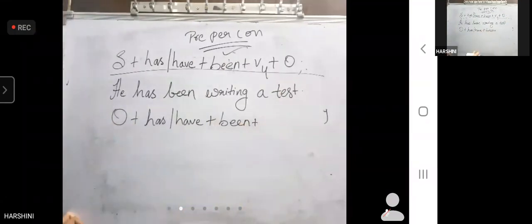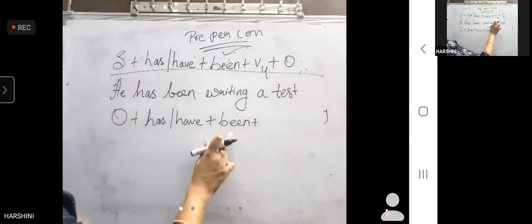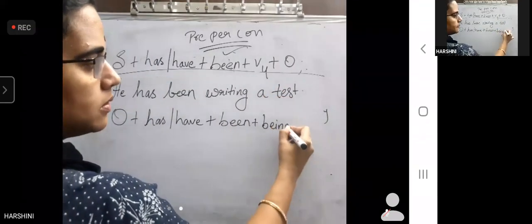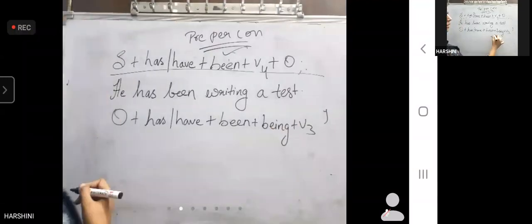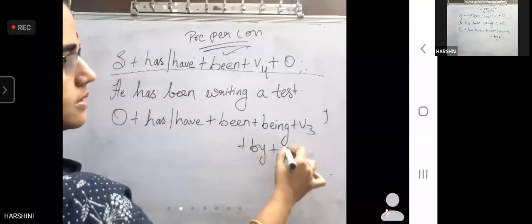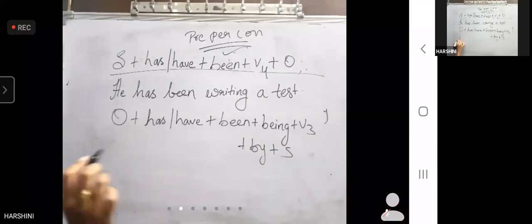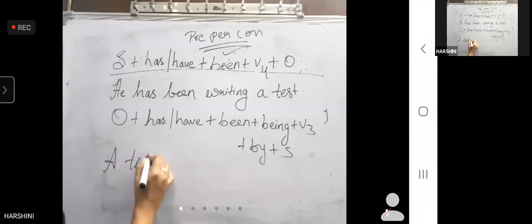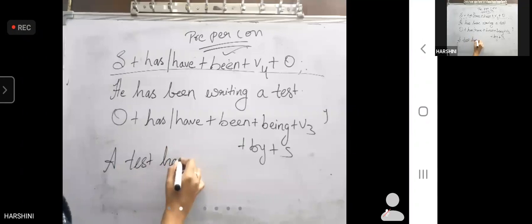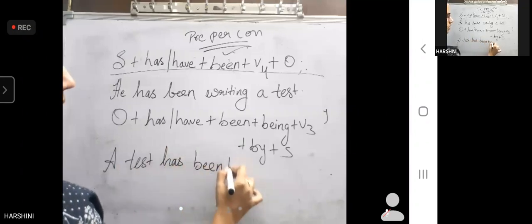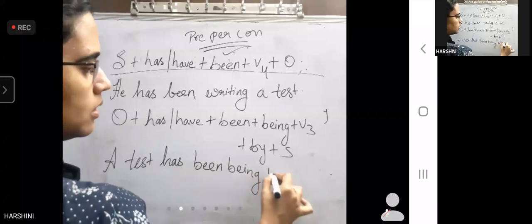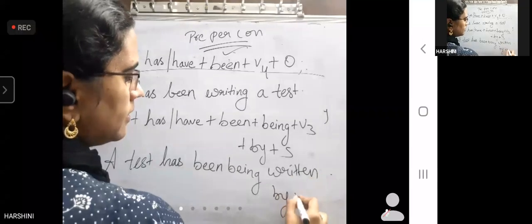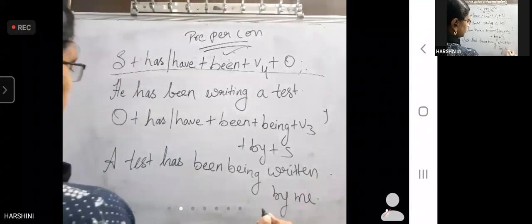Okay, if you carry forward the been from perfect tense or don't carry forward also, one been is here. And to write being, V4, we write being plus V3, plus by plus subject. Answer should be, according to this nonsense: a test has been being written by me, by him.